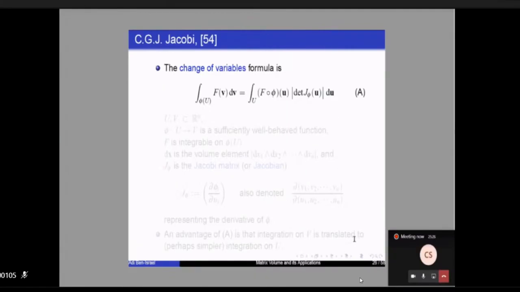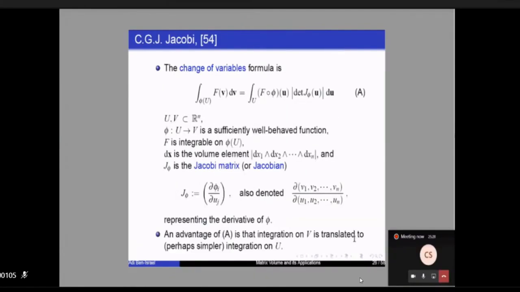And now we move to change of variables integration, the formula given by Jacobi in 1840. We have an integral over the set phi(U) of a function capital F. Sometimes we prefer to do the integral over U of a more complicated expression, but it may actually be a simpler integration. On the right you see the composition of capital F and phi, and the absolute value of the determinant of the Jacobian.